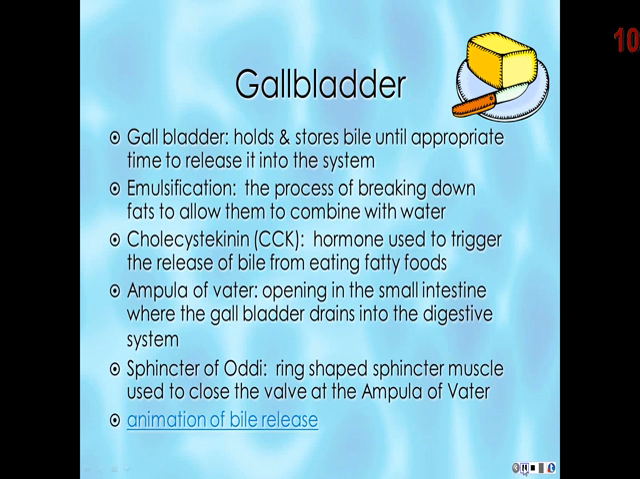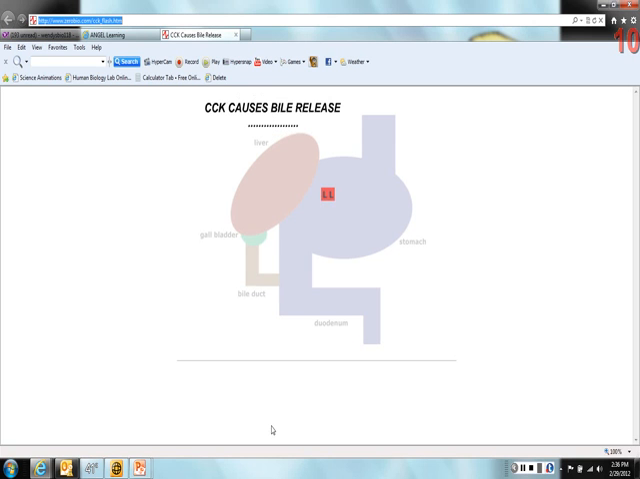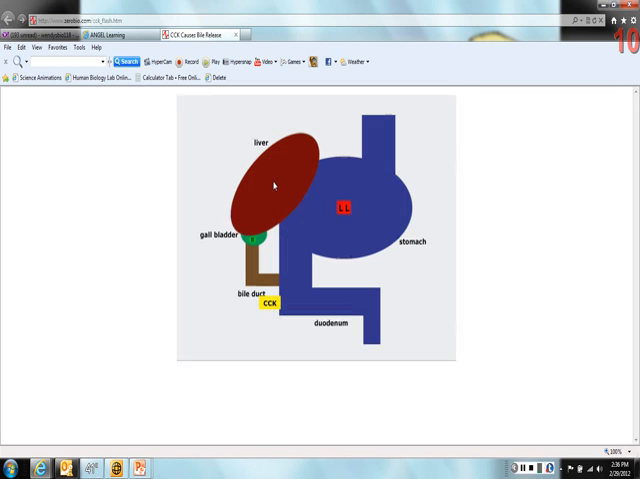We have a quick animation here that's going to show the release of bile. So we can see where we have lipids, CCK, the cholecystokinin, and bile. So the lipids being released, triggering the cholecystokinin to release the bile and breaking the lipids down.